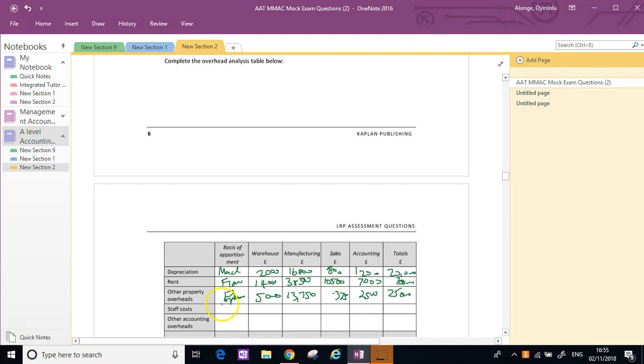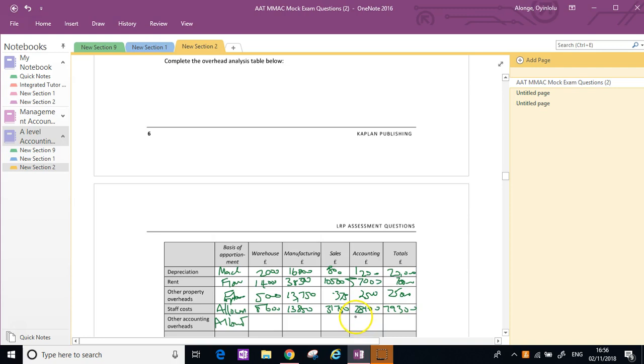And then your staff costs, we are told what they are, right? Remember, they just tell us. So we put allocated here. Allocated just means you are told, so you don't need to divide anything straight away. Just put your figures in: 5,600, 13,850, 31,750, 28,100, and that gives you a total of 79,300.